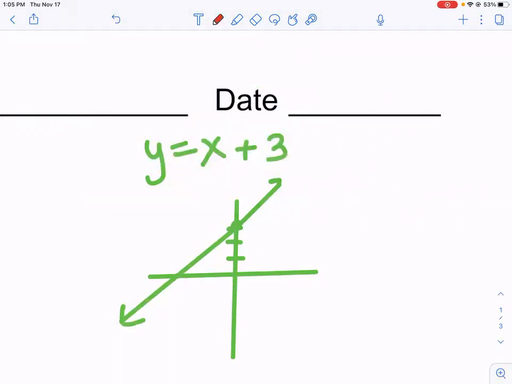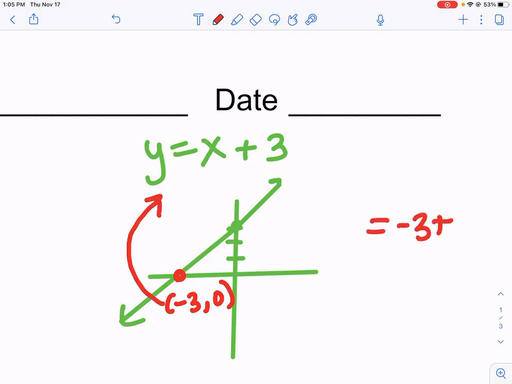Name me a coordinate that is on this line. -3, 0, right? Okay. What happens when I plug this point in? I plug -3 in for X and 0 in for Y. What happens? Like it works, right? Okay.